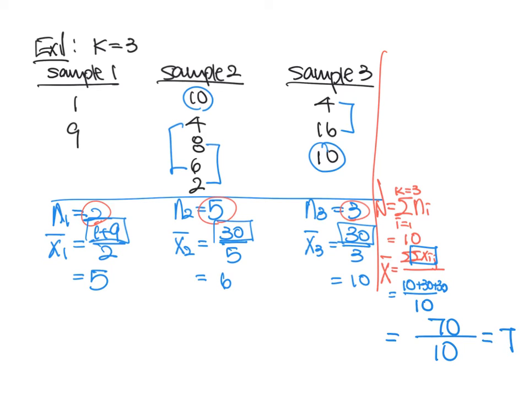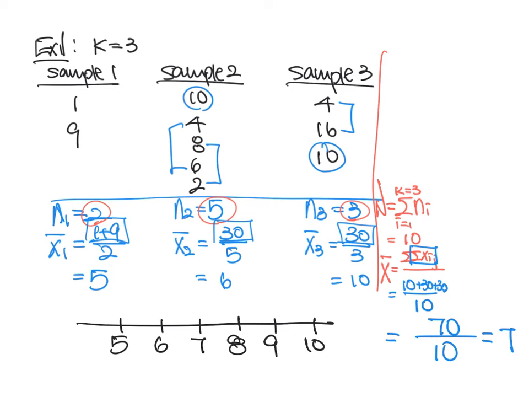Now I can put them on the scale. Here is 5, 6, 7, 8, 9, 10. Each sample mean was 5, 6, and 10. But the overall mean, 7, was here.